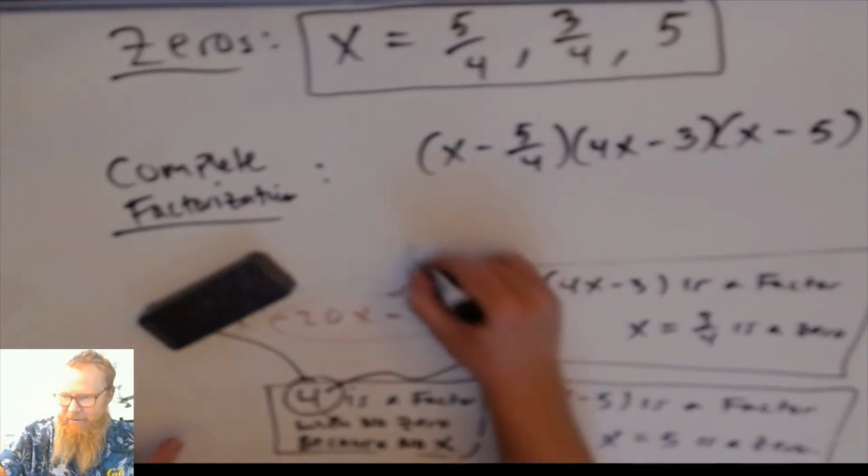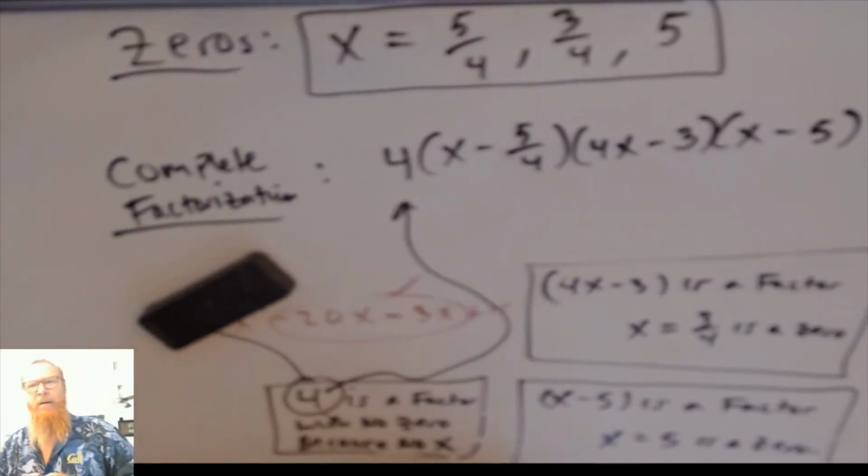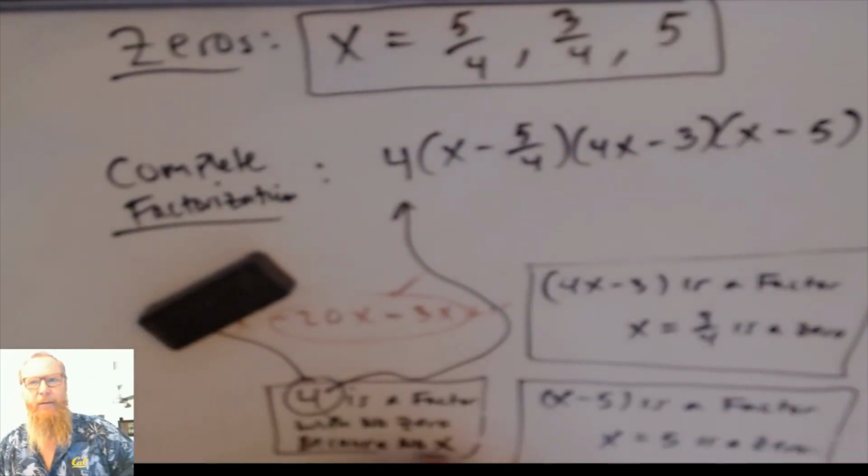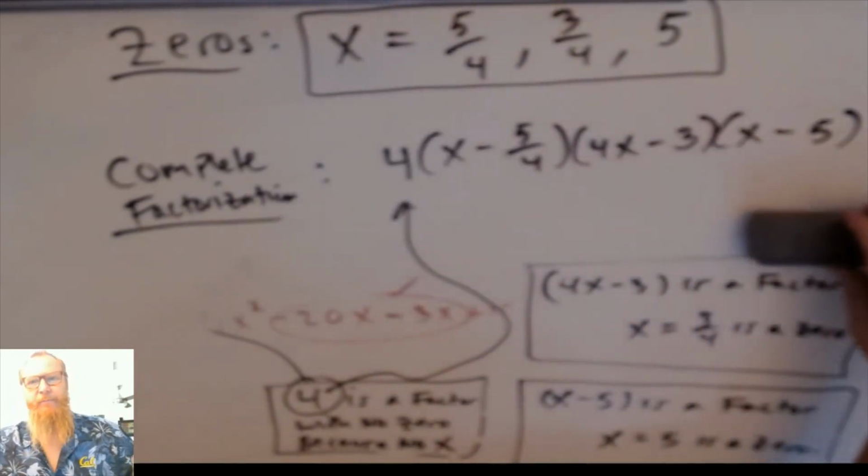And 4. I don't know what just happened. It got blurry on me. Come on, come back to me.